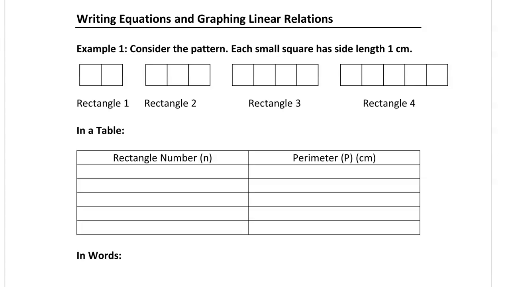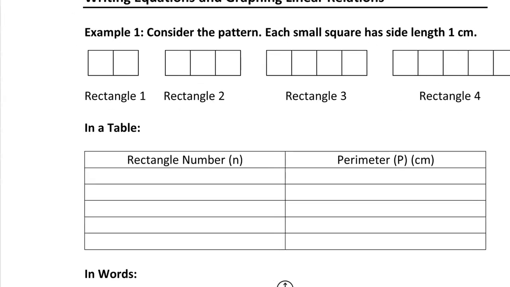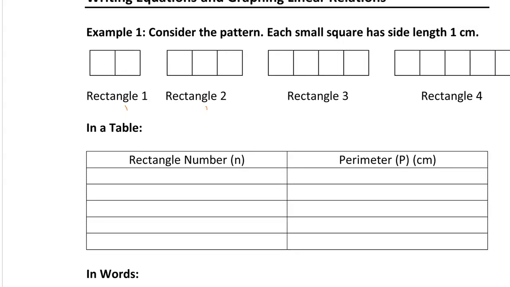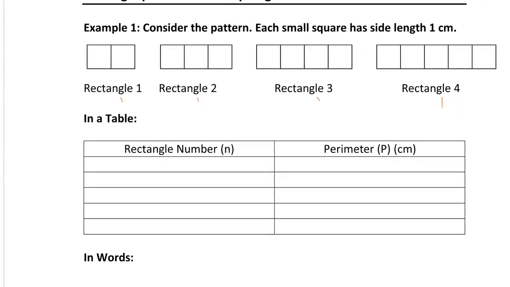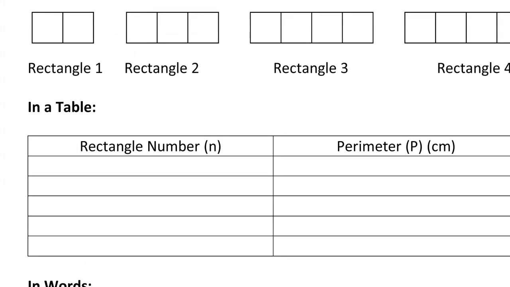So in the first example here, we have to consider the pattern. Each small square has a side length of 1 centimeter. So we have 1, 2, 3, and 4 figures that we're going to be looking at for different rectangles made up of square tiles. For the table here, we're going to be looking at the rectangle number, which is listed above, and the perimeter. Remember that each side length of the square was 1 centimeter.